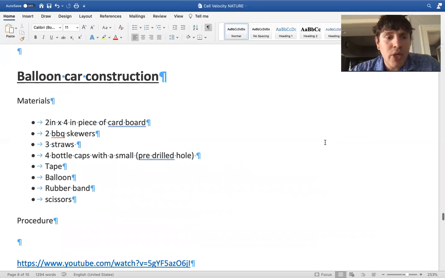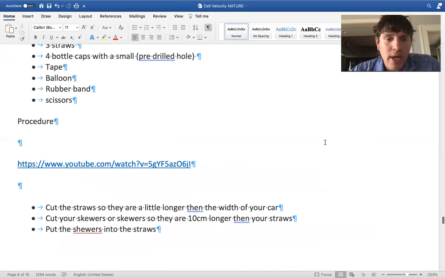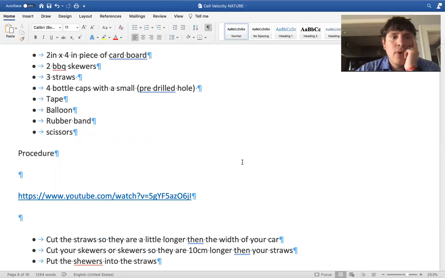And then you're going to be constructing a balloon car as well. I highly recommend, procedure-wise, I did create some procedure for this, but I would recommend watching this guy do it. He does a really good job of explaining how to create this thing, and I recommend you do so.